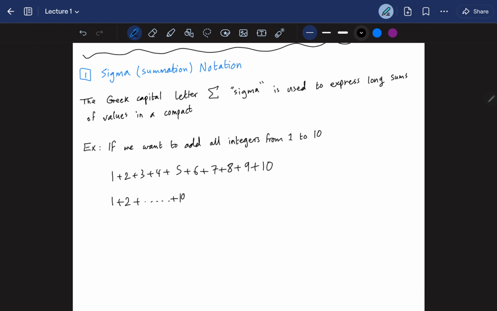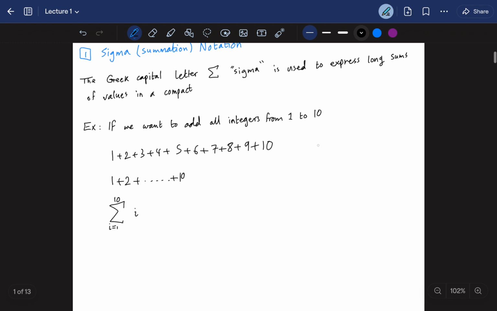Now using the sigma notation, we can get an even better notation where I can express this sum as the summation of a certain value i, where i goes from 1 up to 10. So this notation means that I'm adding my numbers from 1 to 10, which is way more compact than just writing numbers added up.